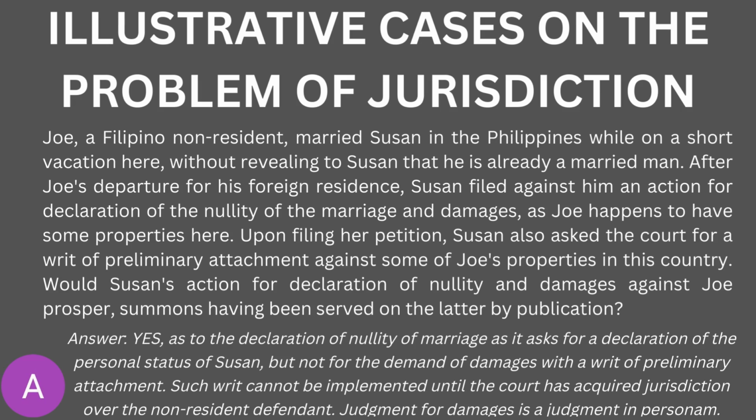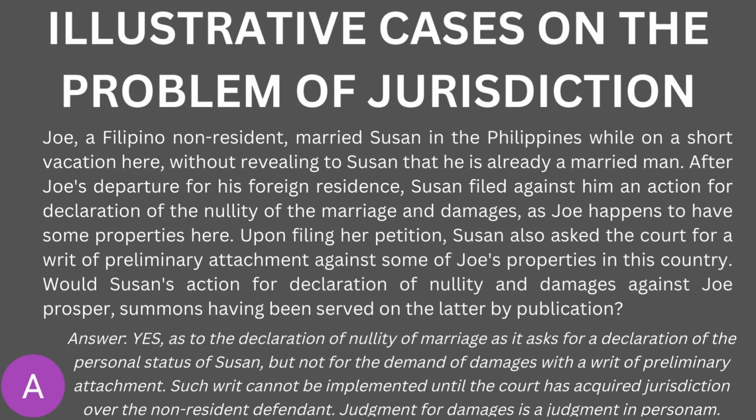Let us take a look at this next scenario. Joe, a Filipino non-resident, married Susan in the Philippines while on a short vacation here, without revealing to Susan that he is already a married man. After Joe's departure for his foreign residence, Susan filed against him an action for the declaration of nullity of their marriage and damages, as Joe happens to have some properties here. Upon filing of her petition, Susan also asked the court for a writ of preliminary attachment against some of Joe's properties in this country. Would Susan's action for declaration of nullity and damages against Joe prosper, summons having been served on the latter by publication?